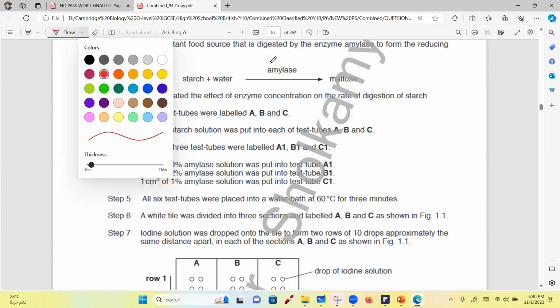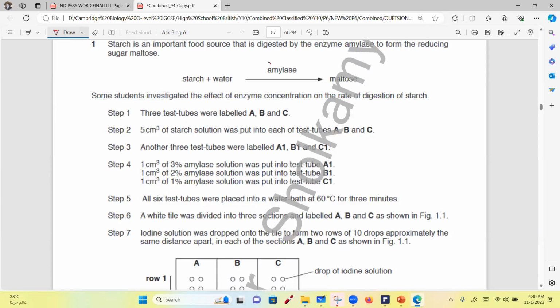Okay, the moment you read the word effect, then what comes after that is the independent variable. So the effect of enzyme concentration, then they changed the concentration of the enzyme. What did they do? Step 1, 3 test tubes were labeled A, B, and C. So they have 1 and 2 and 3. Label A and label B, or test tube B and test tube C.